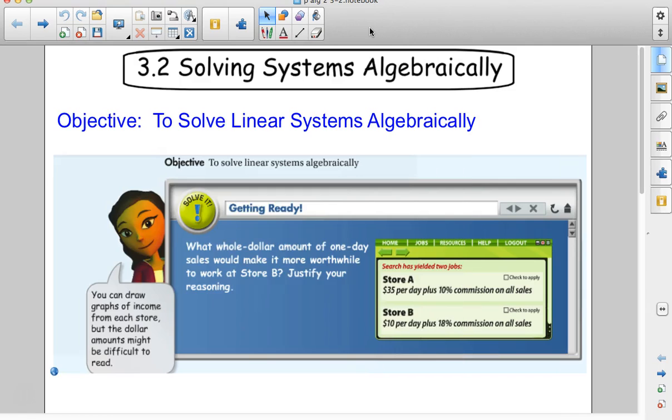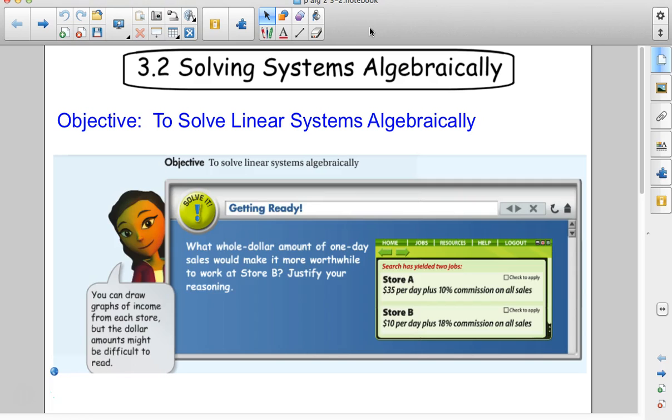So we're going to solve linear systems algebraically today. You'll like this because you've done this before. It's just a matter of pulling it out of your memory here. So to solve linear systems algebraically, this says: what whole dollar amount of one-day sales would make it more worthwhile to work at store B, and justify your reasoning.